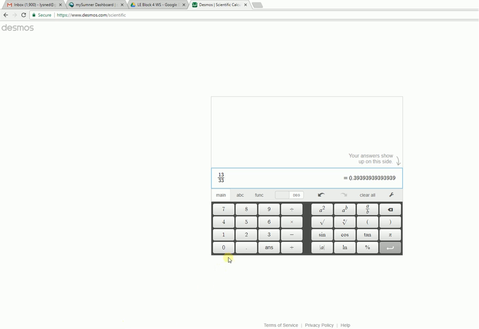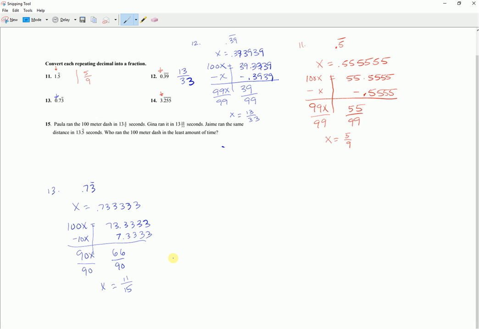Let's go over to Desmos and let's try it. 11 divided by 15. Oops, not 55. 0.7333, and the 3's go on forever. Oh good, we did this right. So that 13 is just 11 over 15. 14 is very similar to 13.